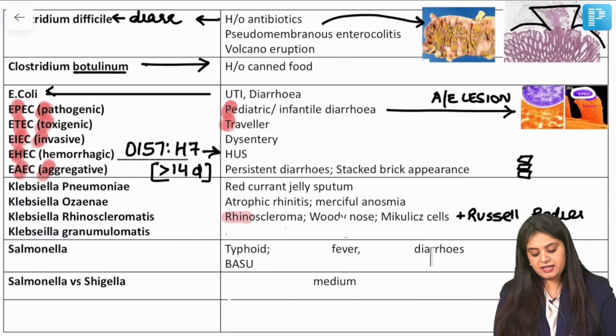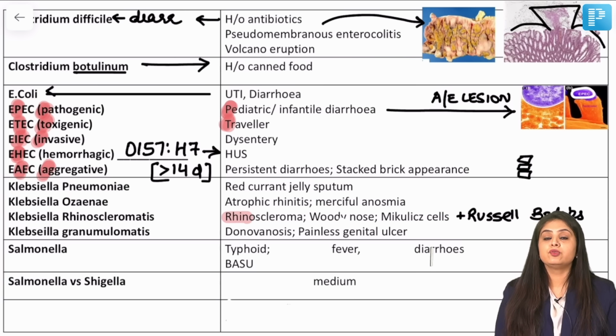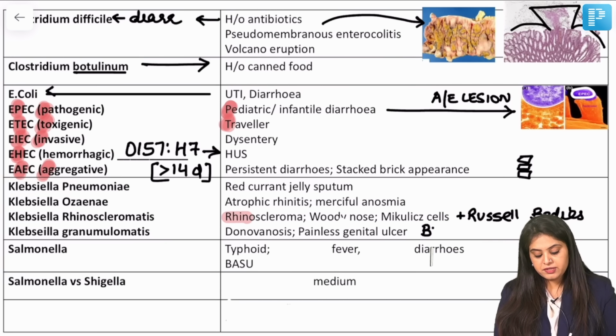Lastly, Klebsiella granulomatis causes a genital disease, and that is donovanosis, which is going to show you painless genital ulcers, which you study in derma. This is classically known as the beefy ulcer.